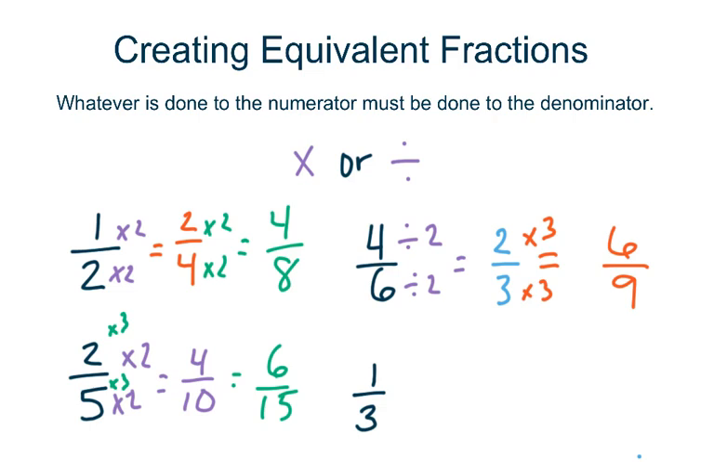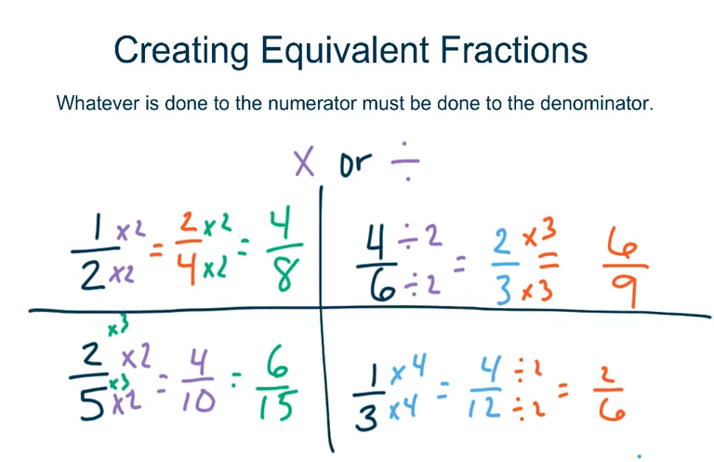The last one that I have is 1/3. I'm going to go a little crazy. I'm going to multiply times 4. Here I get 4/12. And then maybe here, instead of multiplying times 4, because both of these are even, maybe I'm going to divide. And I divide by 2. And that would get me 2/6. All these fractions are equivalent.